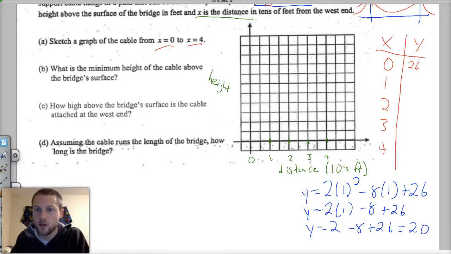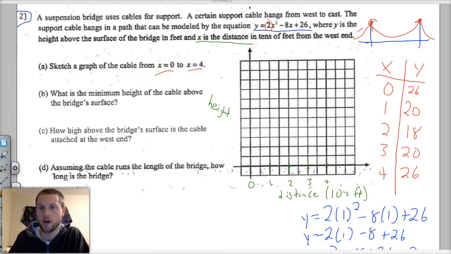As far as the other values go, same process, plug in the number and use PEMDAS to evaluate. So I'm going to pause it here and fill out the rest of this table. All right, so here are my table of values, and what I'm going to do next is plot all these points on my grid.